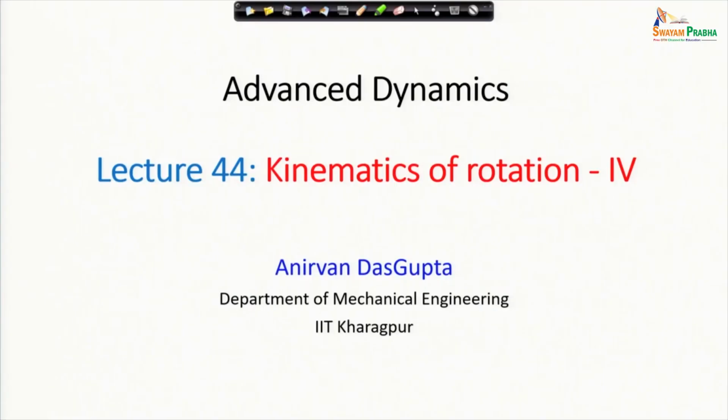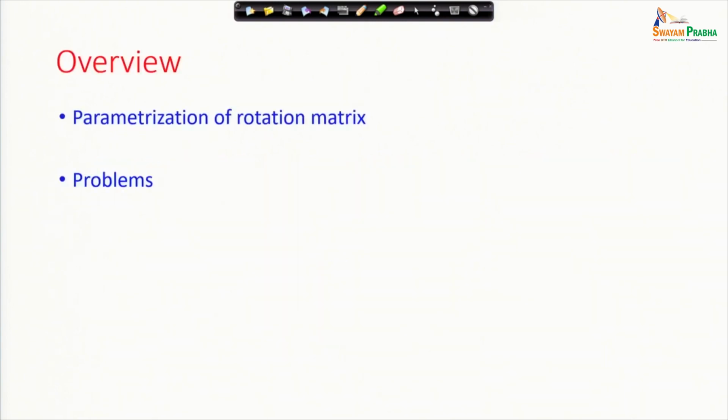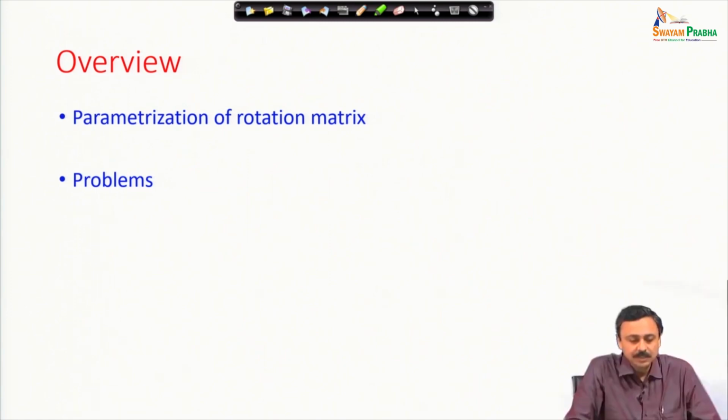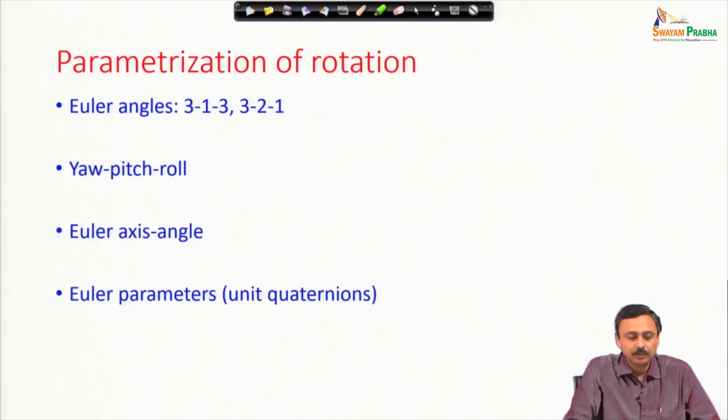In this lecture, we will continue our discussions on kinematics of rotation. We will start by looking at parametrization of rotation matrix. We have looked, as an example in a previous lecture, at parametrization of rotation using yaw pitch roll. We are going to look at a few more of these parametrizations, and we are going to look at problems.